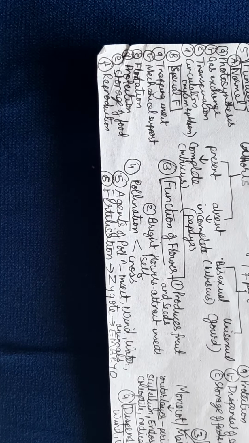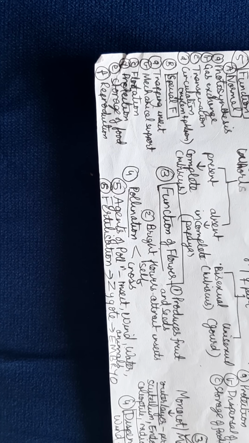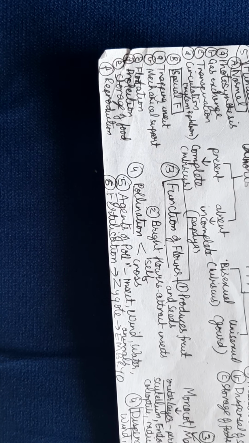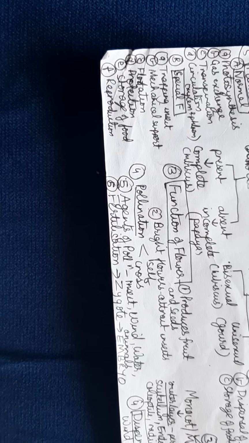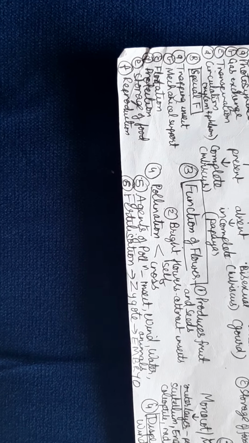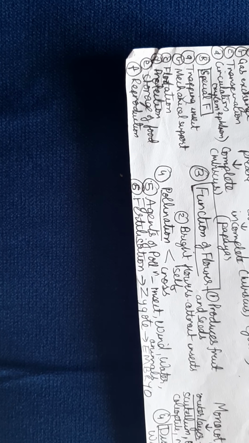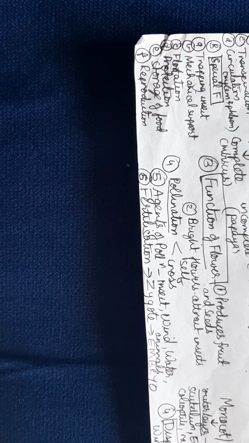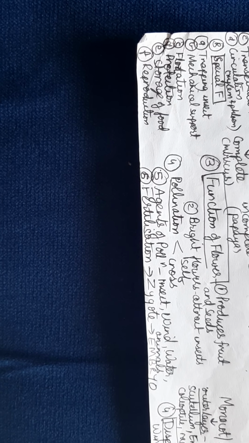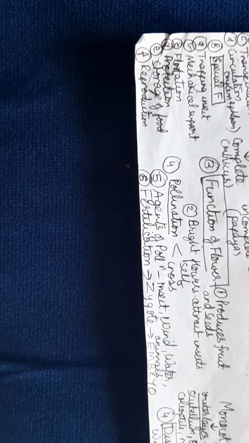We'll go through the functions of flowers, that is, they produce fruits and seeds. They are the site for pollination and they are brightly colored to attract insects for pollination. Then we'll go through pollination, its types, as well as the agents of pollination like insects, wind, water, animals. You need to know the examples for these agents. Fertilization is the last process where the zygote is formed, and finally the embryo.